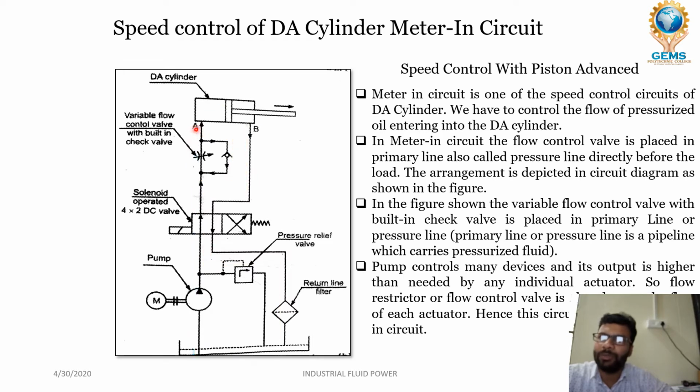Here the flow to the cylinder is restricted by this variable flow control valve. So metering circuit means before the flow enters into the actuator, it is controlled by the flow control valve.